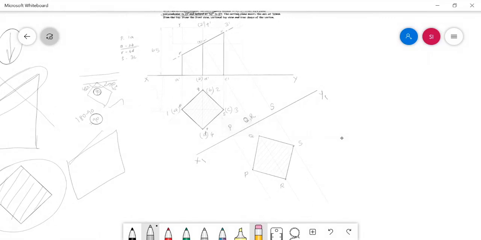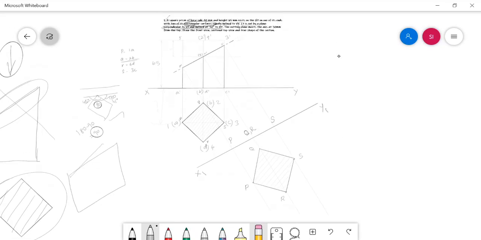This is nothing but the front view, sectional top view, and the true shape of the section for the given question. Try this answer with the proper tools in your paper. Thank you.